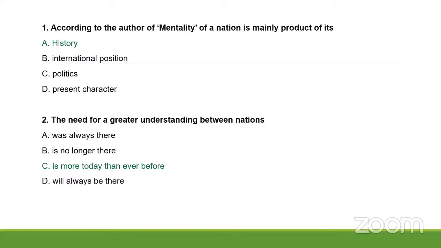Now, the next is the need for a greater understanding between nations. In the passage, it is also mentioned that in the present scenario, nations should understand each other better to maintain better relationships. So the need between nations is more today than ever before. The requirement is at this moment of time; it was not needed as much before. So that is one option that goes as per the passage. You go for that option.